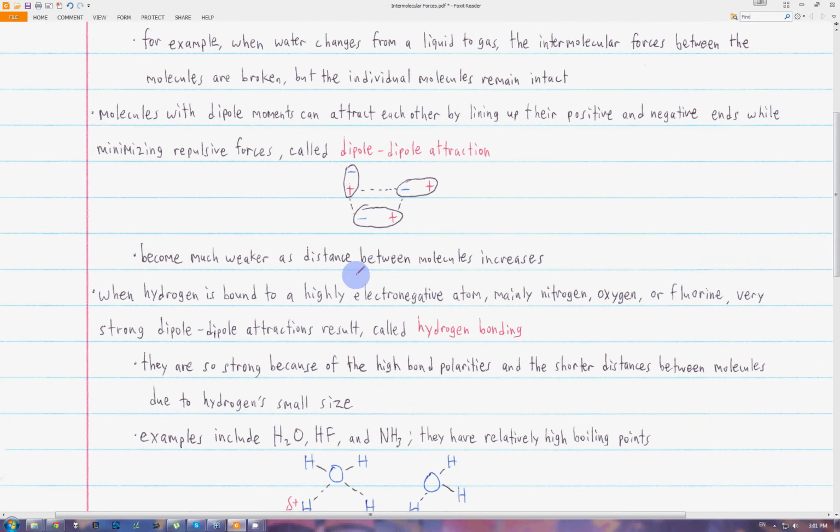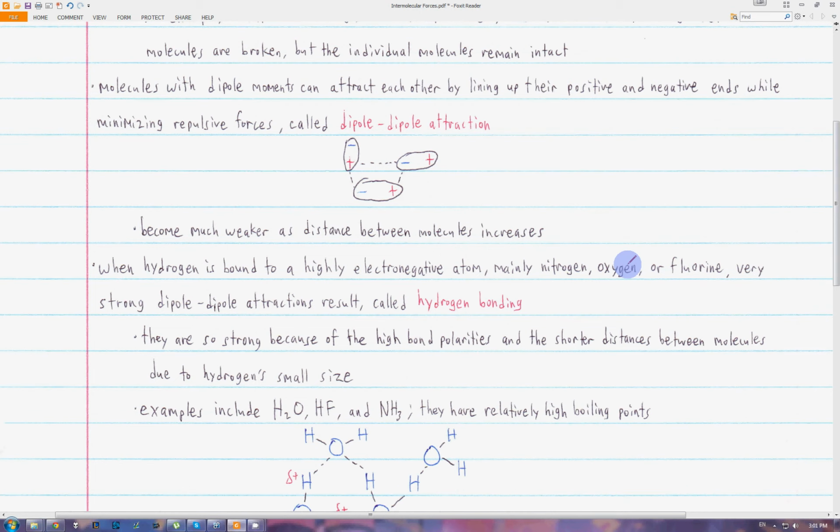So there's a special type of dipole-dipole attraction called hydrogen bonding. Now this is just a very strong type of dipole-dipole attraction that occurs when we have a hydrogen bound to a highly electronegative atom, and this is usually nitrogen, oxygen, or fluorine. So these hydrogen bonds are so strong because of the very high bond polarity, and also there are shorter distances between the molecules because hydrogen is very small, so they can get closer to each other.